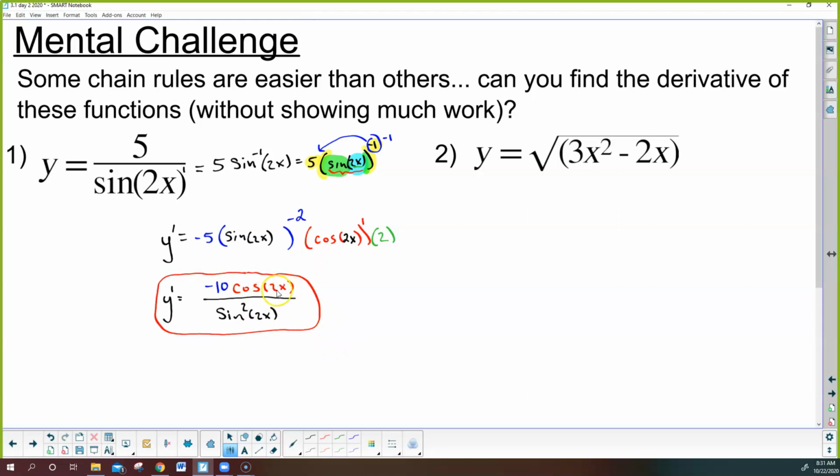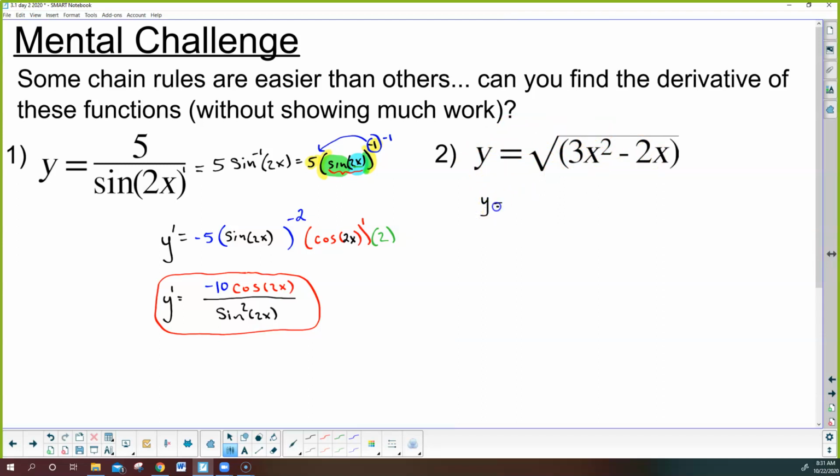Okay, now keep in mind you cannot reduce this 2x and this 2x. And the reason why is they're protected by the cosine and the sine. So that one's a little bit more tricky. We definitely had to show some work for that. You can't fully do this in your head. But this one you might actually be able to do in your head.